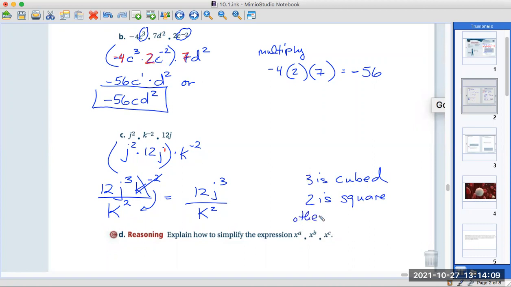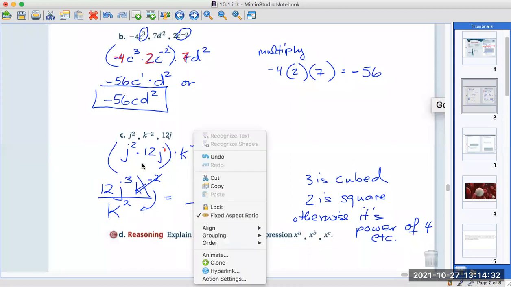Otherwise, it's to the power of 4, etc. That's how you say it, okay? So that would be J cubed, K squared. So this would be a good answer right here.